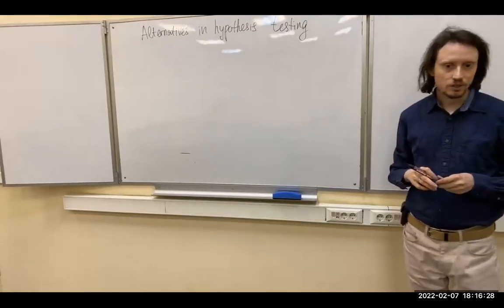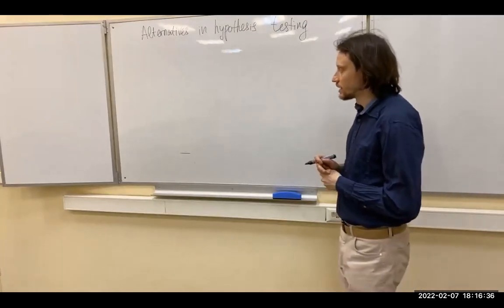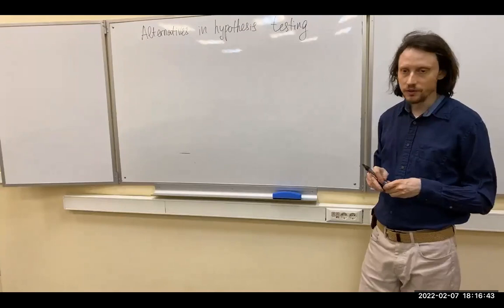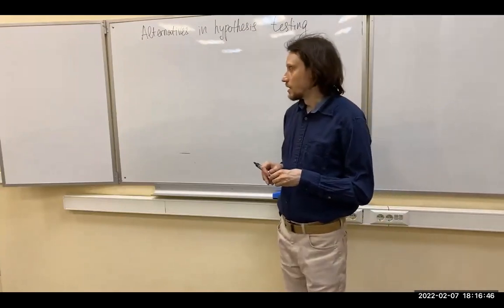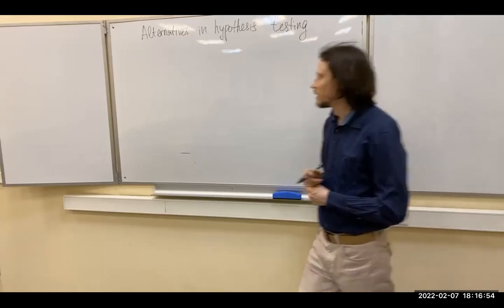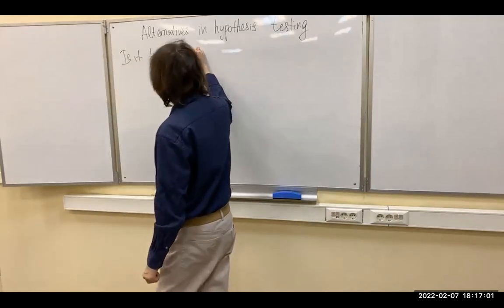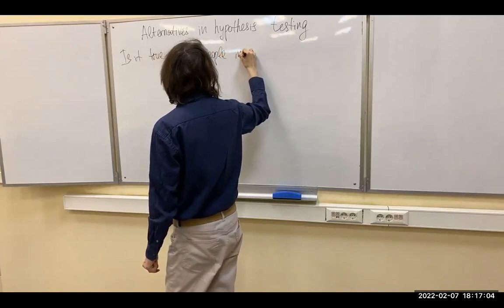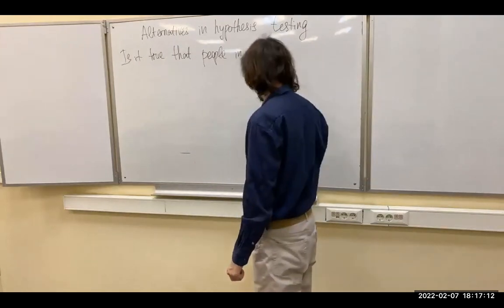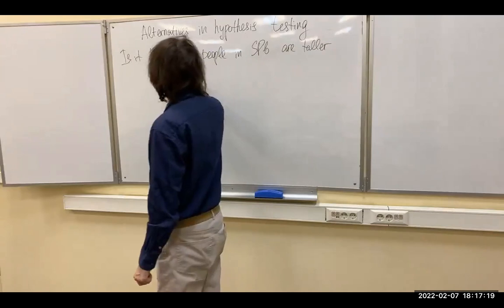Previously, at least in lectures, we usually discussed a case of so-called one-sided alternative. It means that the statement of our problem assumed that we are interested in the question of whether one quantity is larger than another quantity. Like, is it true that people in St. Petersburg are taller than in Moscow?